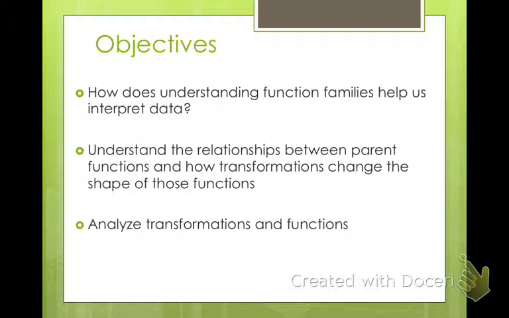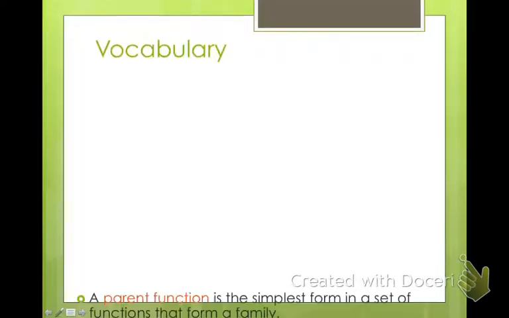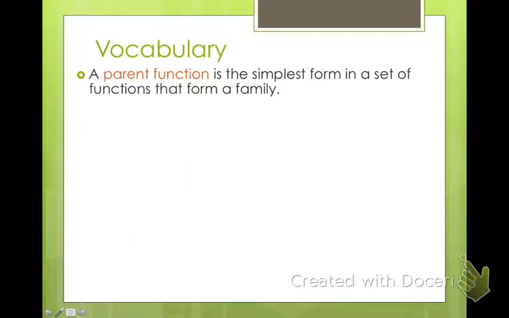So we're going to understand the relationships between the parent function and transformations that change that function, and then analyze some transformations of functions. Our first vocab word is a parent function. This is the simplest form in a set of functions that form a family. So if we had y equals 2x and y equals 2x plus 3, y equals 2x would be our parent function because that's the simplest form.